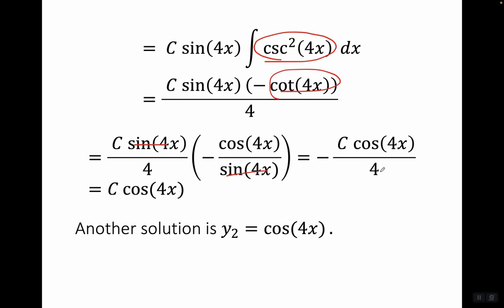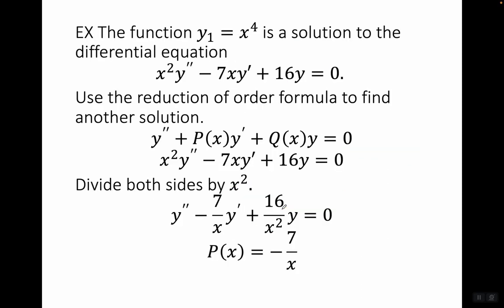So this is just going to be a constant. So negative c over 4, c is just some random constant. So we'll rewrite that as c cosine 4x. So in other words, our original solution was sine 4x. Another solution is c cosine 4x. Or really, we just need any solution. This one is sufficient. So another solution would be y2 equals cosine 4x.